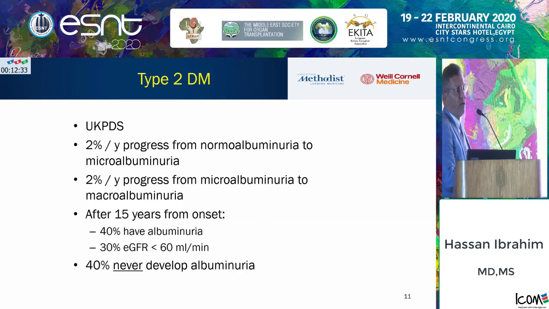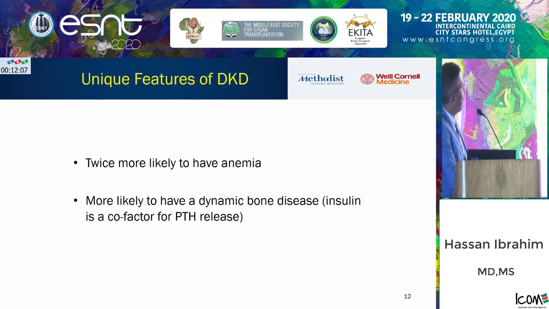40% of type 2 diabetic kidney disease will never develop proteinuria. And it's not understood why, but I think probably what's happening now, ACE inhibitors and ARBs are so commonly used for hypertension that people are taking these drugs for 5-10 years before the diabetes starts. So by the time you see them, they have no proteinuria. So the absence of proteinuria is no longer a reason not to suspect diabetic kidney disease.